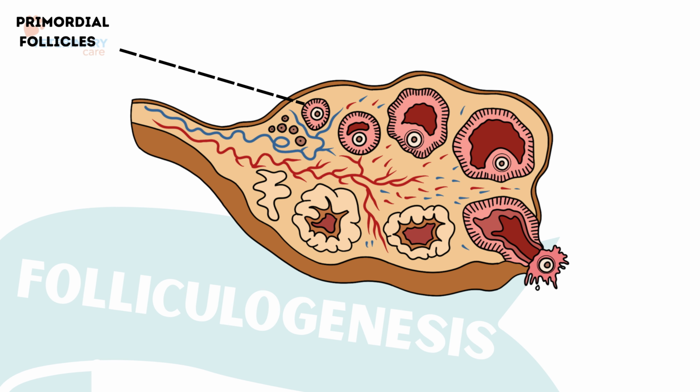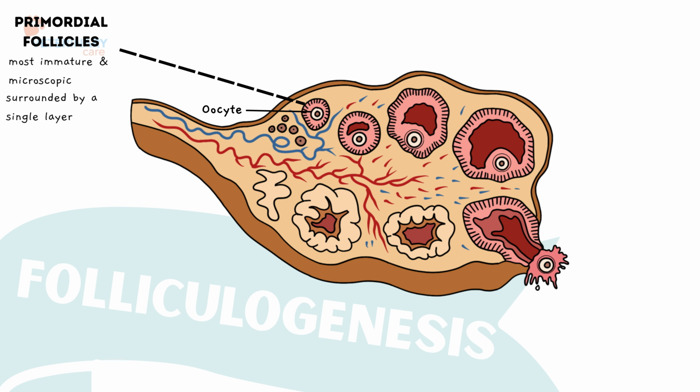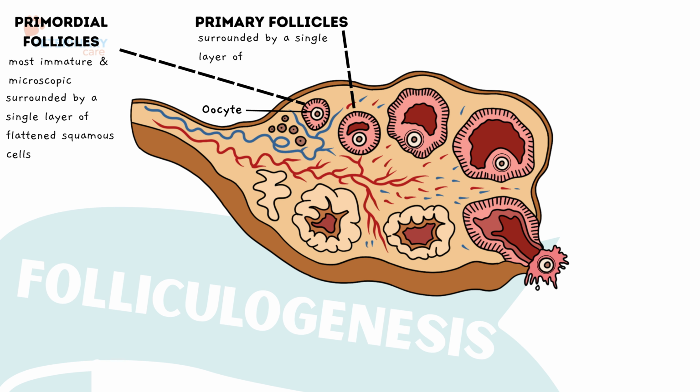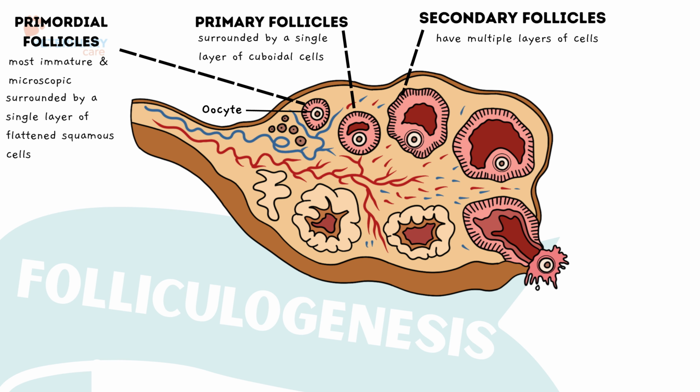It starts with primordial follicles, which are the most immature and microscopic, consisting of an oocyte surrounded by a single layer of flattened squamous cells. These can develop into primary follicles, where the oocyte is now surrounded by a single layer of cuboidal cells. Then they become secondary follicles, which have multiple layers of cells around the oocyte but still no cavity. Here, the oocyte is surrounded by a protective layer called the zona pellucida.